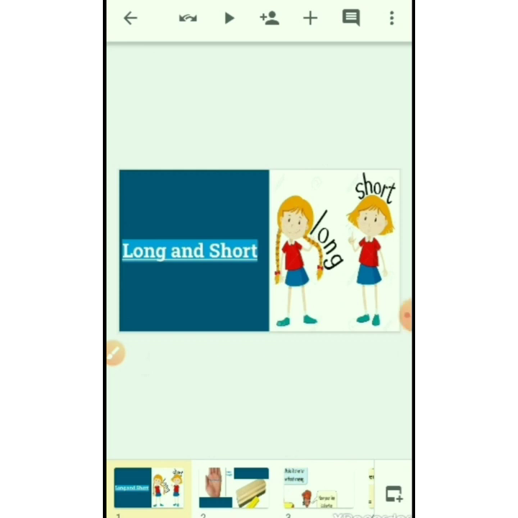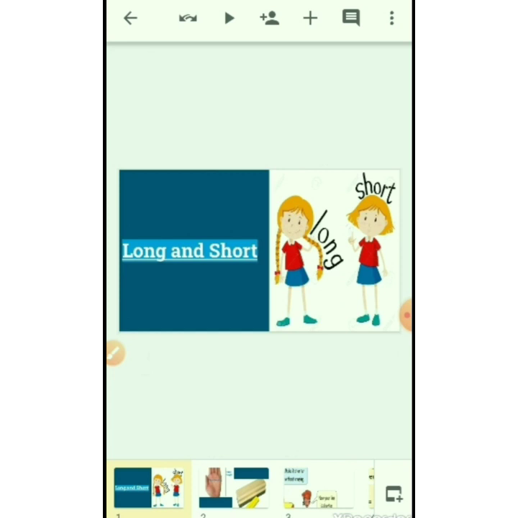Now, as you have already done chapter number 1 of maths of class 4th in the previous videos, today we are going to start our chapter number 2, that is Long and Short. Now, this concept of long and short we use in our day-to-day life.